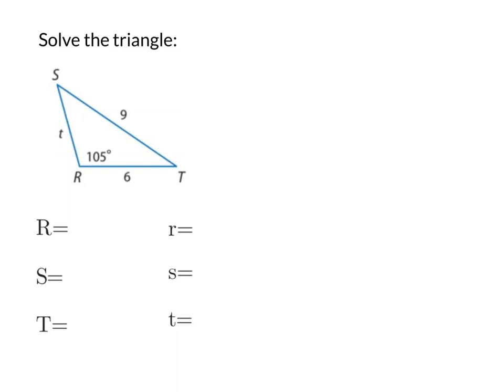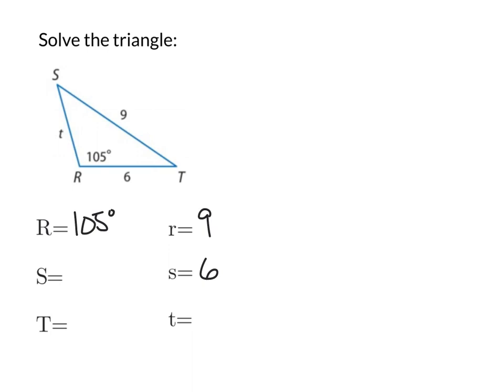Let's go through this again. A new triangle, RST. If we're going to solve the triangle, we need to identify all the angles and all the side lengths. So some of them we already have. We already have that angle R is 105 degrees. Side R is 9. Side S is 6. That's all we have. So let's go to starting to find some other lengths.